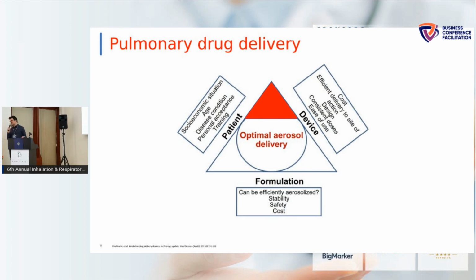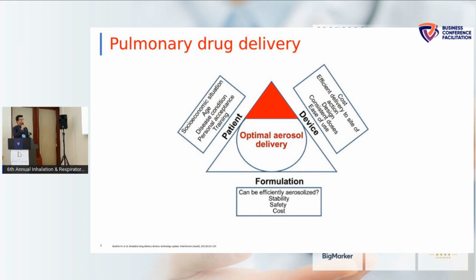For example, we can have the most perfect formulation that in the lab really shows that it can reach the deeper area of the lungs. However, if we don't have a suitable device for that specific formulation, the drug product would not work. And on the other hand, if the device really is very difficult to use, then the patient will not take benefit from the drug therapy. So all these three parameters need to be synchronized, and we need to ensure that we give the same level of attention to each one of them. My presentation will focus on the interaction between patient and device, so I'll not focus on formulation. We already had many discussions about that.